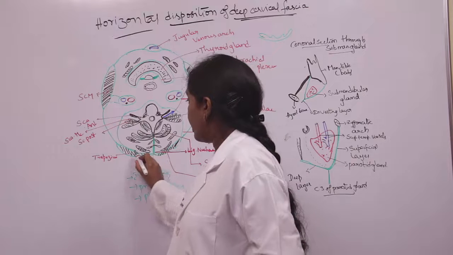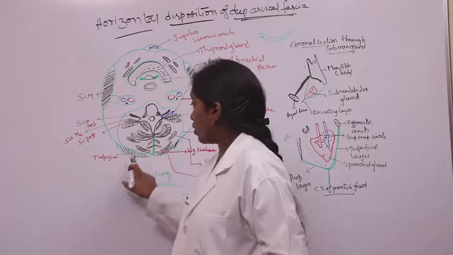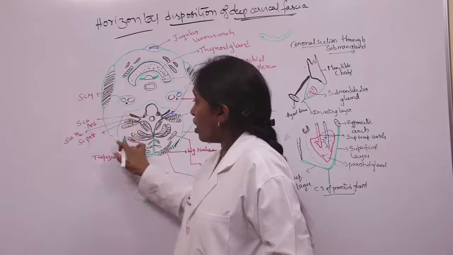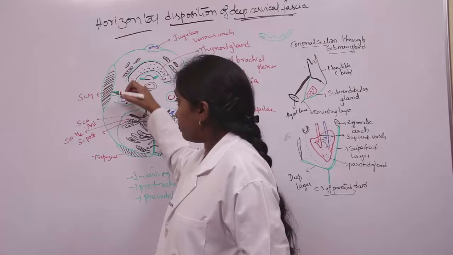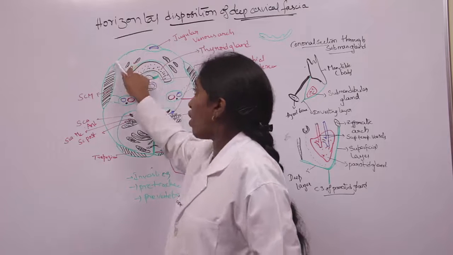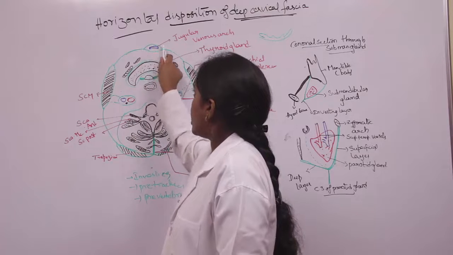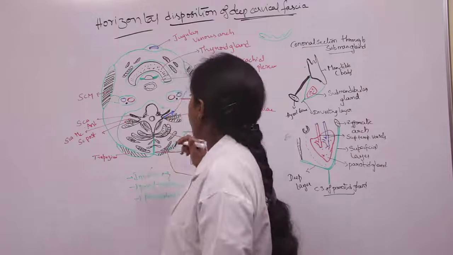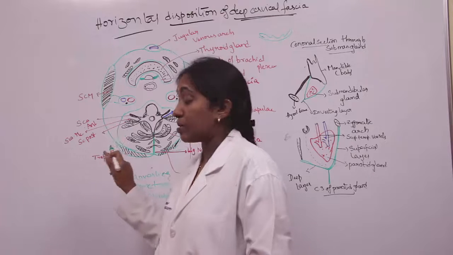So the horizontal tracings of the investing layer of deep cervical fascia: from the ligamentum nuchae, it splits to enclose the trapezius muscle, and again becomes one layer, forming the roof of the posterior triangle of the neck. Again it splits to enclose the sternocleidomastoid muscle, and again forms one layer which forms the roof of the anterior triangle of the neck, and it encloses some spaces called suprasternal and supraclavicular spaces. So that is the horizontal extent of the investing layer of deep cervical fascia.